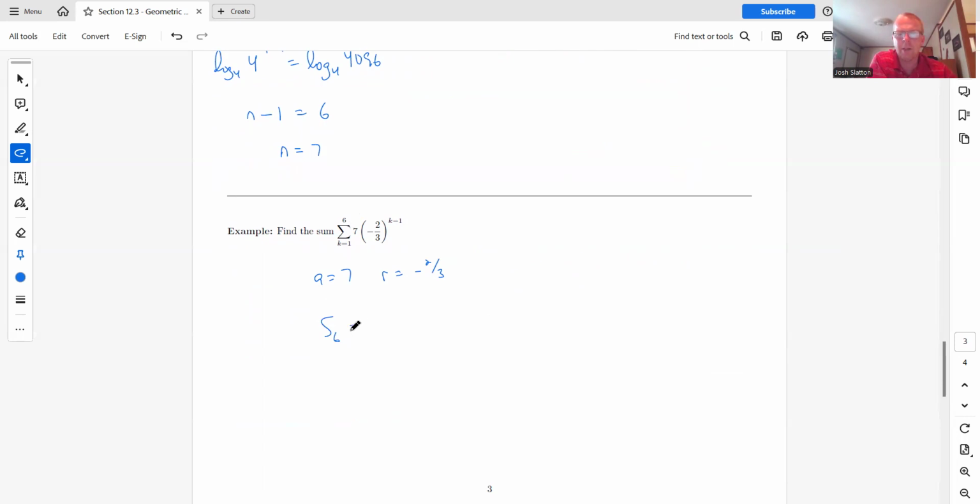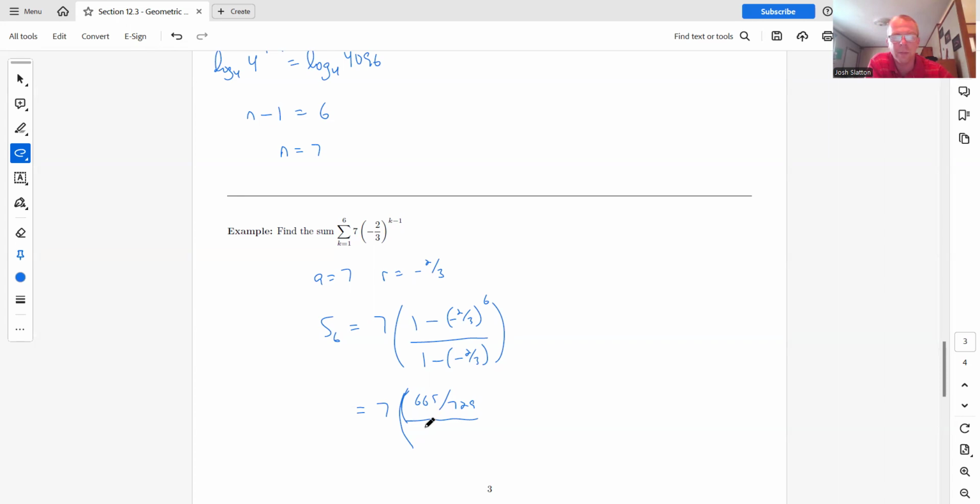So S sub 6. A is 7. And then we have 1 minus, you could write plus 1 minus -2/3 or 1 plus 2/3 to the n is 6 over 1 minus -2/3. And so that gives us 7 times 1 minus 2/3 to the 6th, 665 over 729, over, and then 1 plus 2/3.